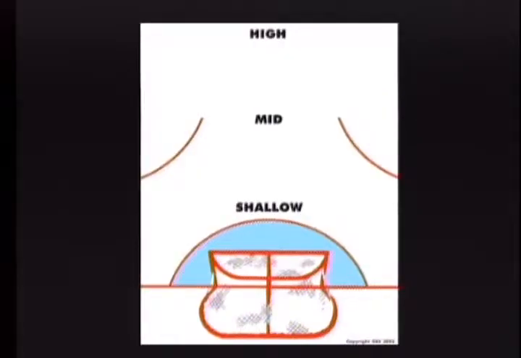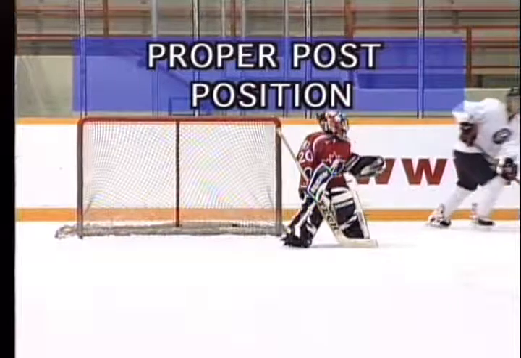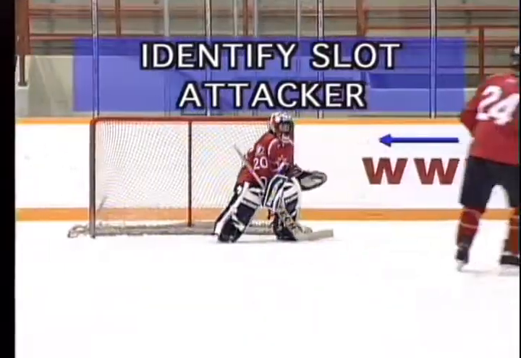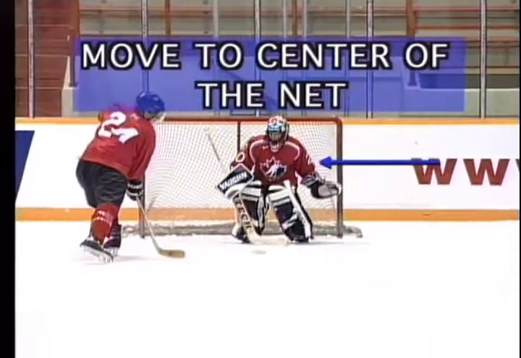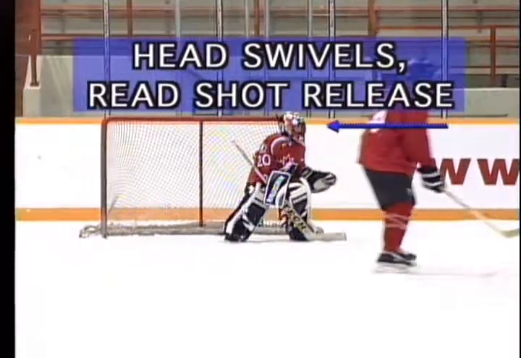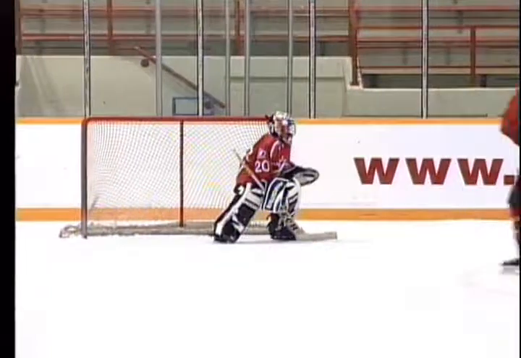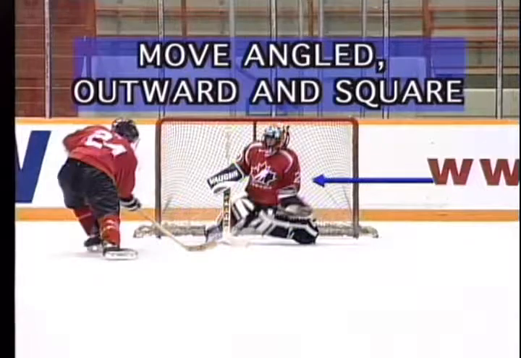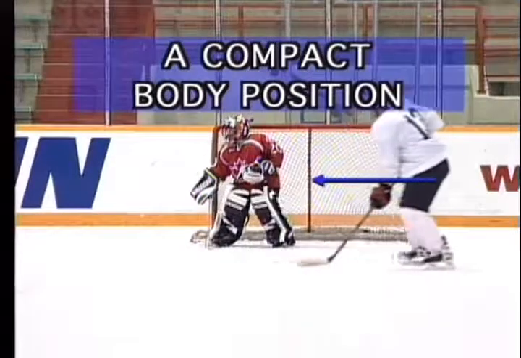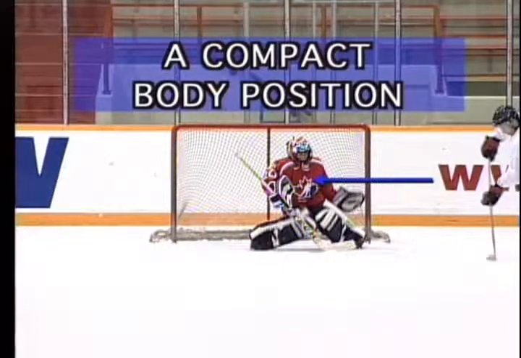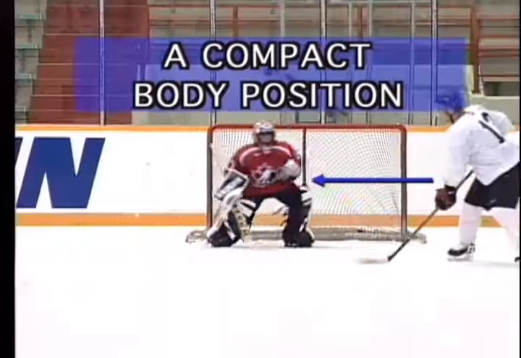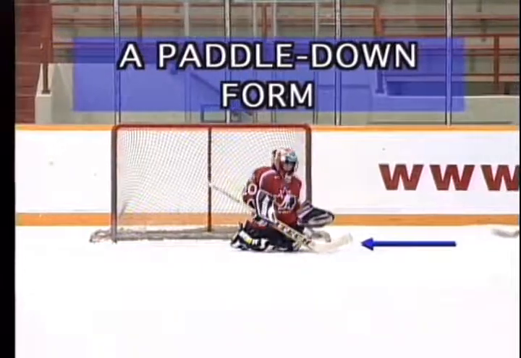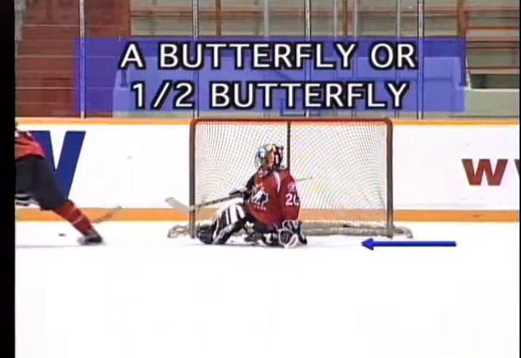With these comments in mind, the tactical sequence is: 1. Proper post position. 2. Ice awareness to identify the slot attacker. 3. Once the pass is made, a direct move towards the center of the net. 4. Head swivels to read the pending shot release. 5. Depending on time, as the goalie reaches the center of the net, the move should be angled outward, square to the point of release. 6. As the goalie angles outward, a compact body position should be sought. This body position could take either a paddle down form or a butterfly, half butterfly position.